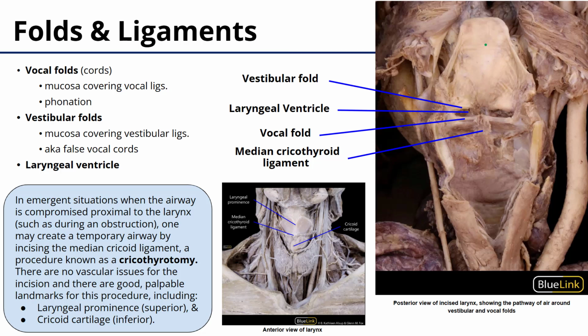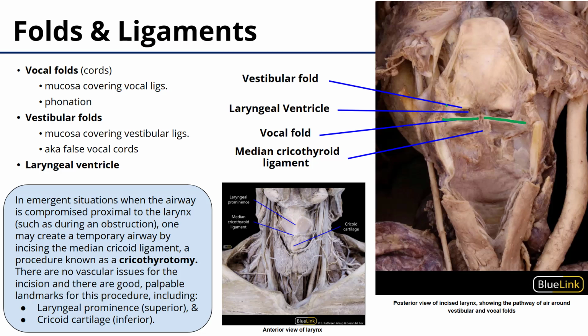So we've incised the larynx and reflected it on either side to show what is internal here. So let's erase that. And we can see some folds. So there are vocal folds. Recall the vocal ligaments run between the arytenoid cartilage and the thyroid cartilage. Those are the folds that vibrate for phonation.